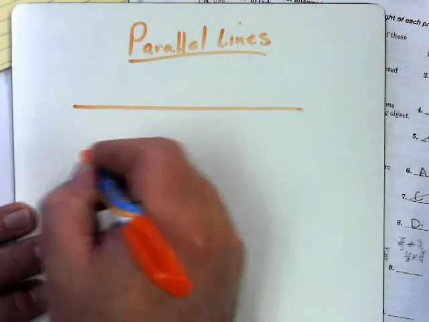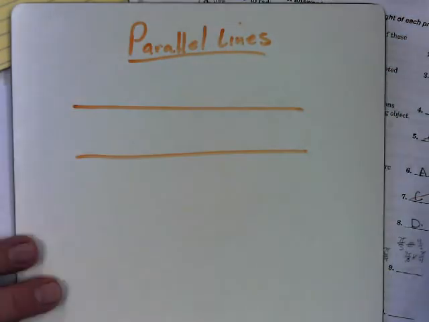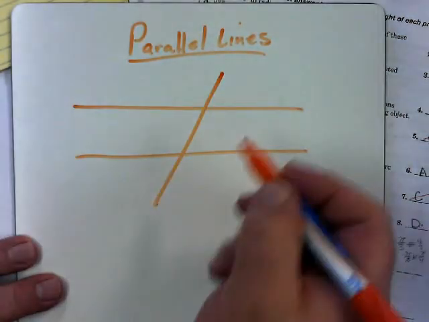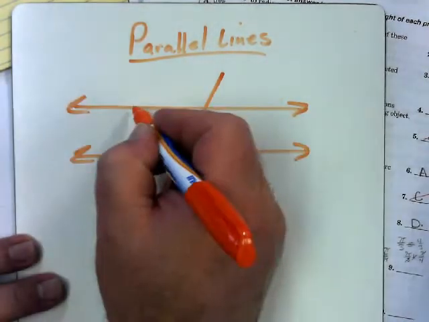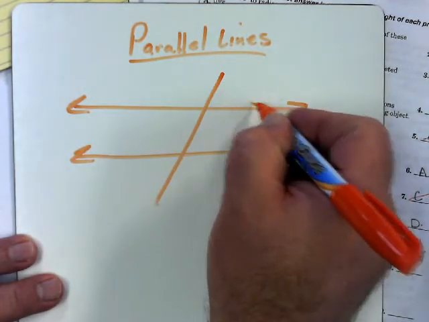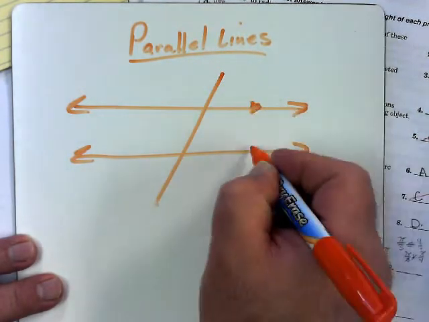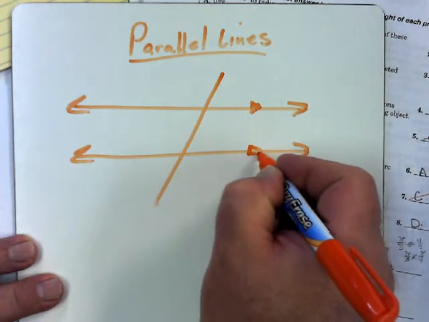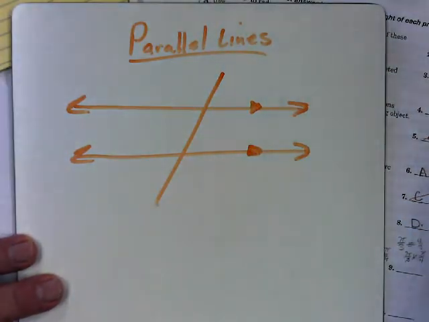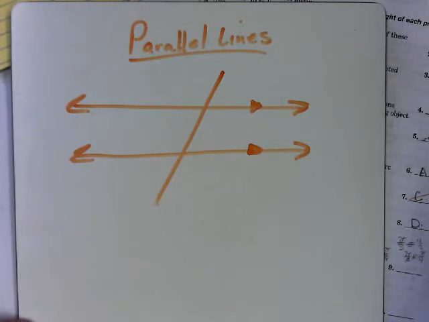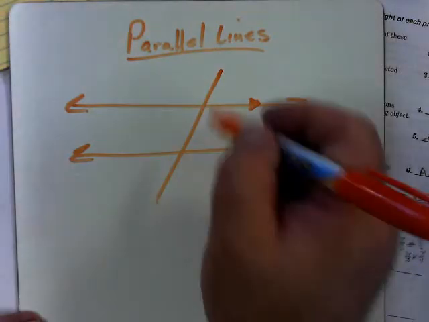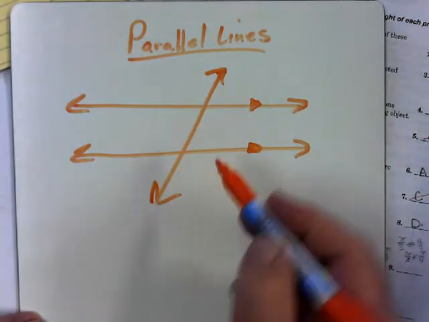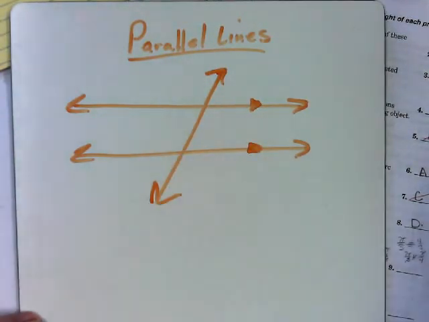Okay? Real simple. If you have two parallel lines cut by a transversal, and they designate parallel lines in most books by putting a solid arrow like that. Okay? That means parallel. Make sense? You have a transversal here. This line right here is a transversal.